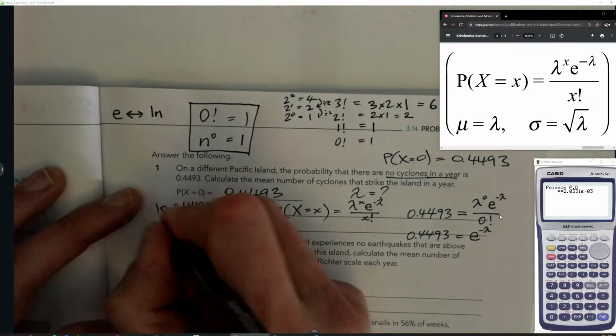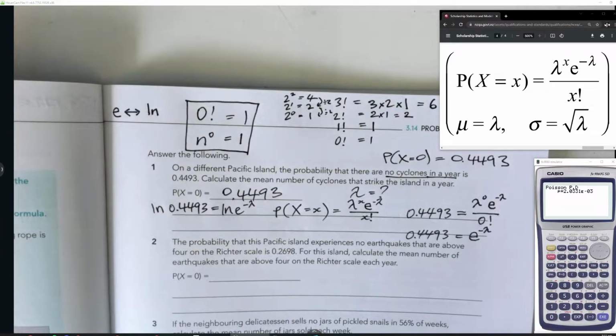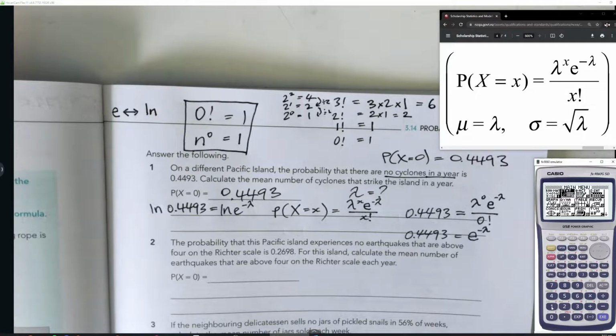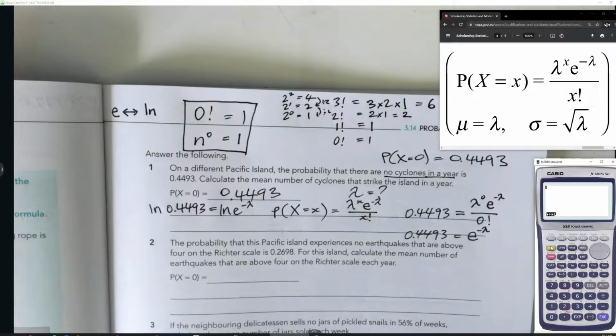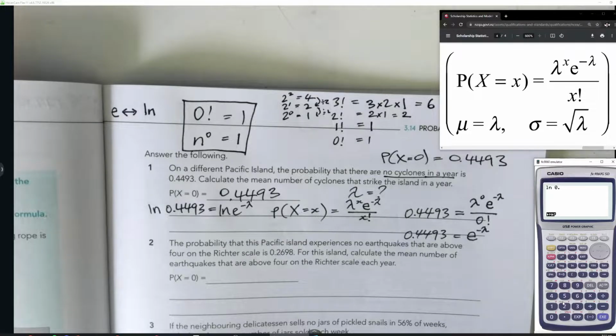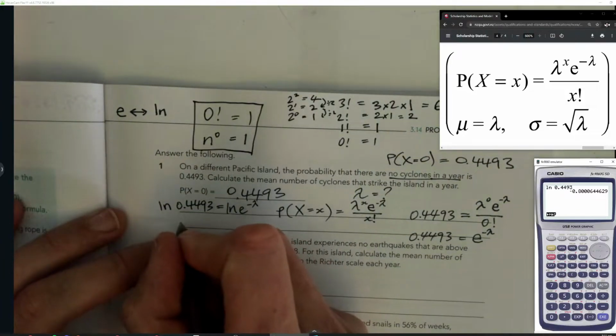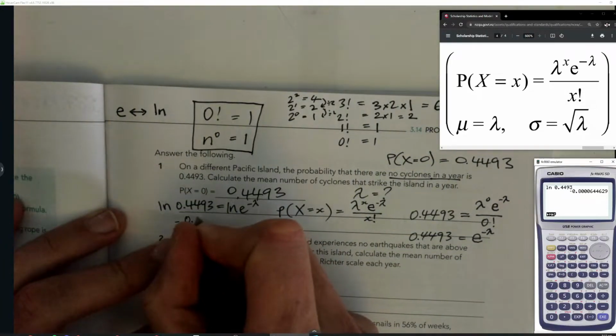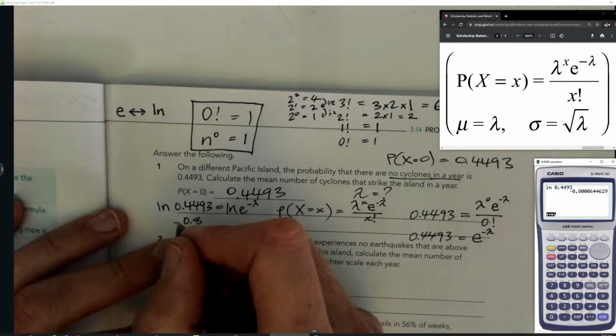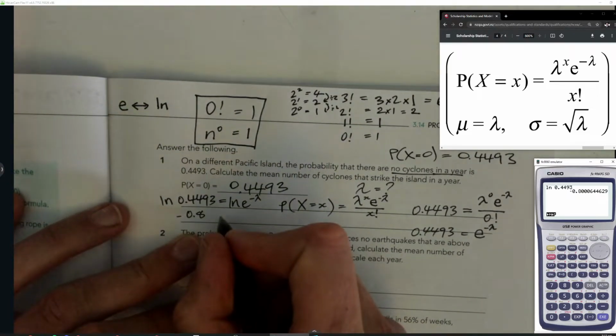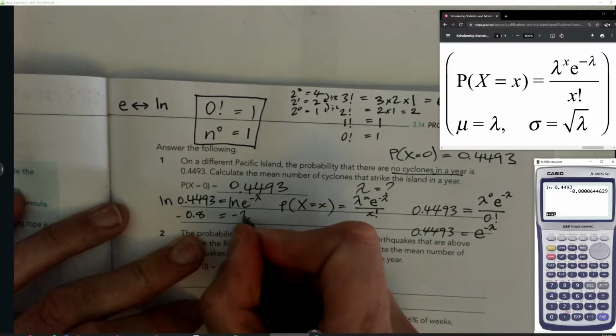So actually, what is ln of 0.4493? We can do that on our calculator. You've got an ln button, so you just go ln, look at that, beautiful, ln of 0.4493. Okay, so negative 0.8. I'm just going to leave it to that, equals negative lambda.